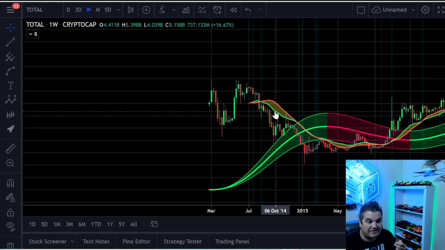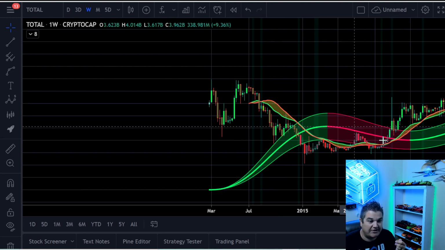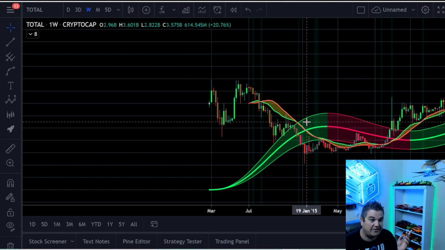The 21 EMA is in the green, the 20-week SMA is in the red, and this channel down here is called the Gaussian channel. We're going to look at this together and see what we can see from history to hopefully help us with our current move. So let's go ahead and get right to it.